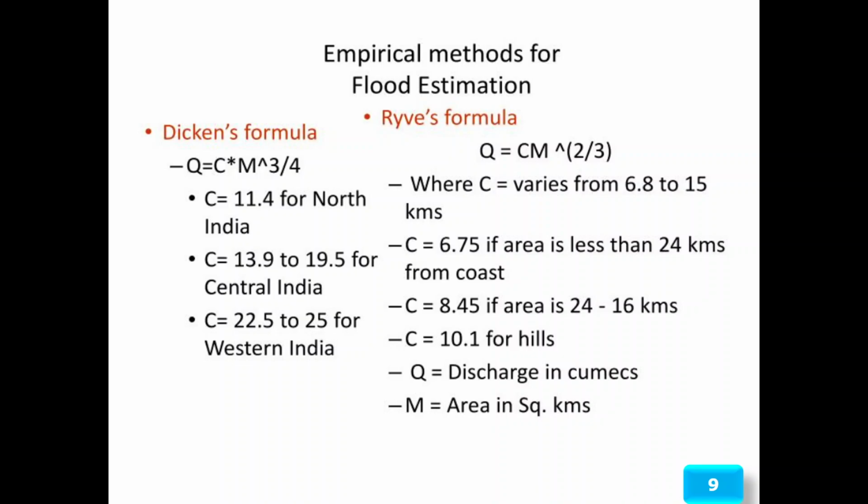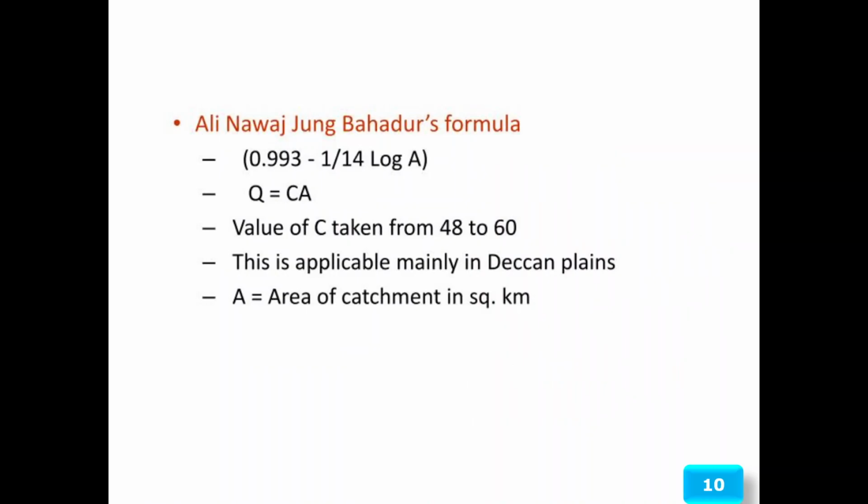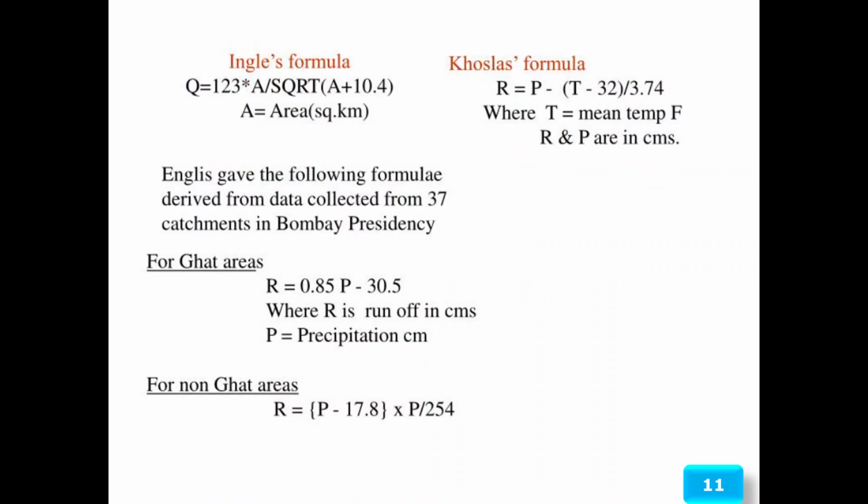C is equal to 6.75 if the area is less than 24 kilometers from the coastal area, 8.45 if the area is 24 to 161 kilometers, and 10.1 for hill area. Q is the discharge, M is the area in square kilometers. Then the Fuller and Jurgen Bagros formula, Q is equal to C A to the power 0.9932 divided by 14 log A, where the value of C is taken from 48 to 60. This is applicable mainly in the Deccan plains, where A is the area of the catchment in square kilometers.